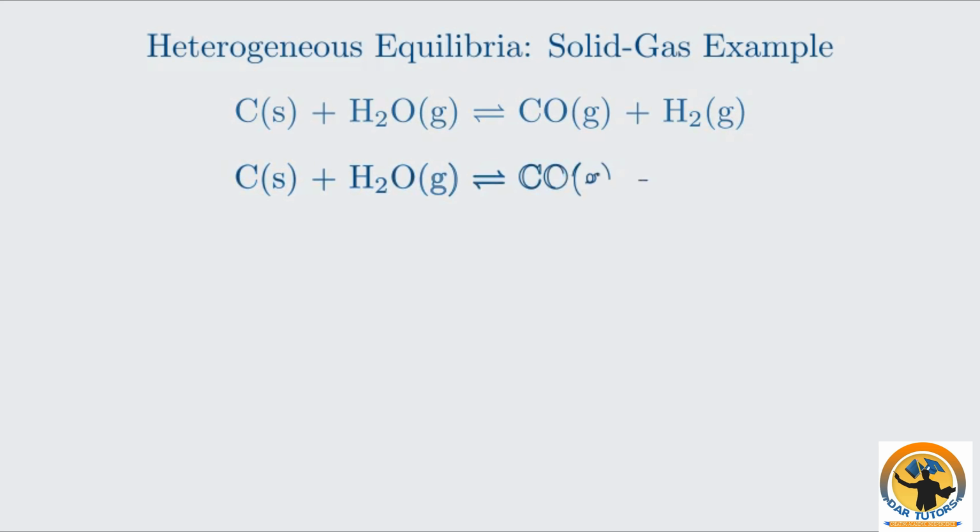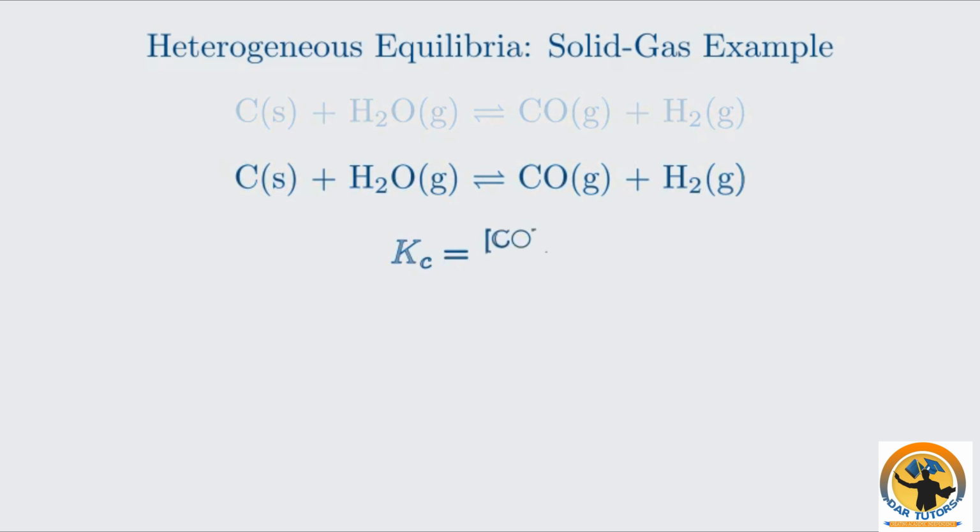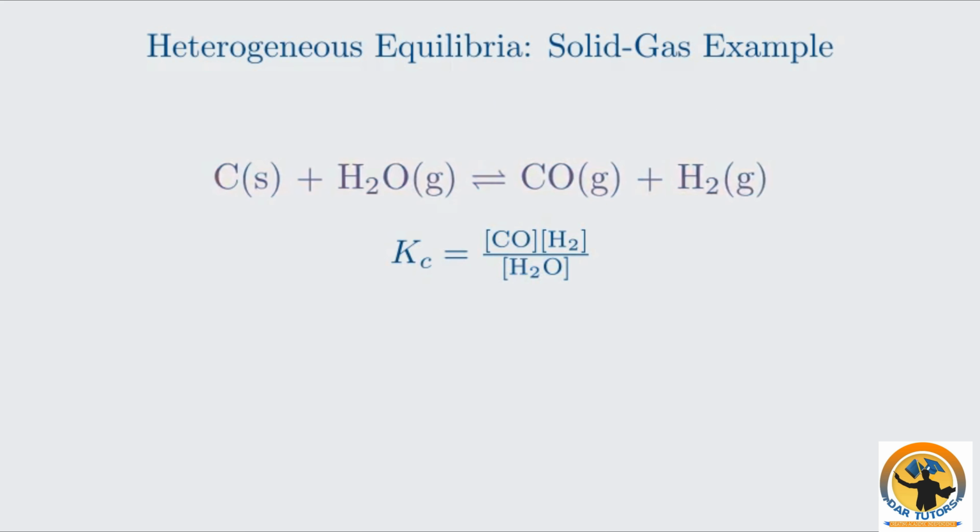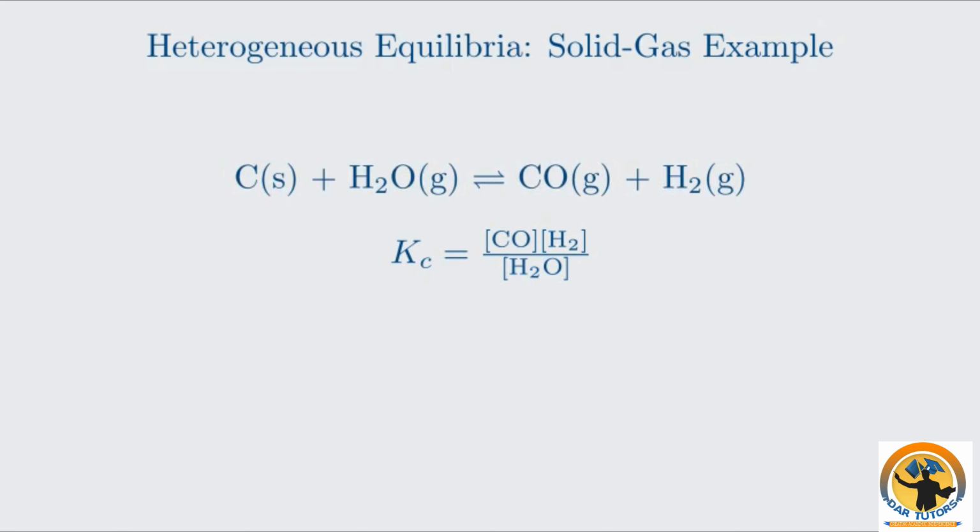The equilibrium constant expression, Kc, is therefore the concentration of carbon monoxide times the concentration of hydrogen, all divided by the concentration of water vapor. It's as simple as that. The solid component is omitted. Let's try a more complex example. You'll notice that the principles remain the same.